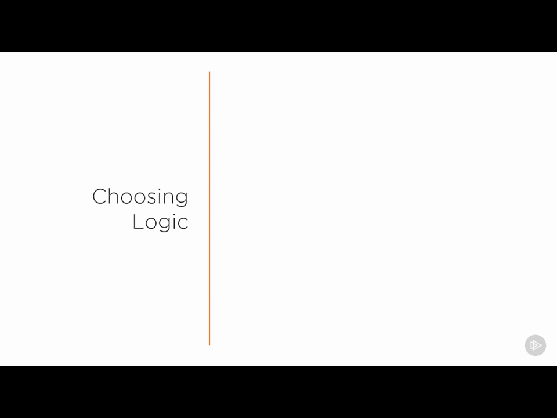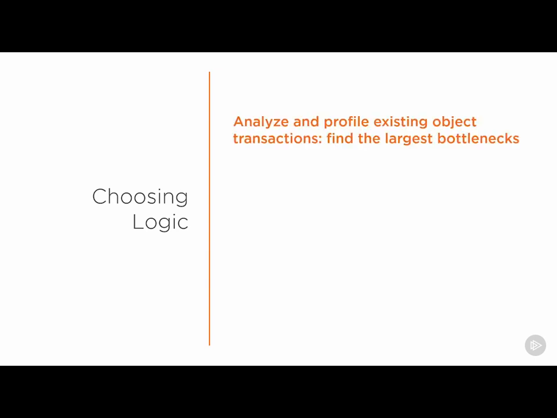When it comes to choosing logic, please note that I'm mostly approaching this topic from the standpoint of writing code and running it off-platform. Looking into third-party tools is another story, of course. How do you know when you need to build logic off-platform at all? The first step goes back to the fundamentals I discussed in the previous module. Analyze and profile existing object transactions.